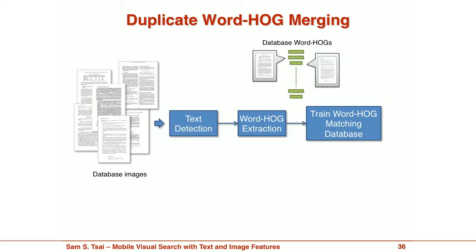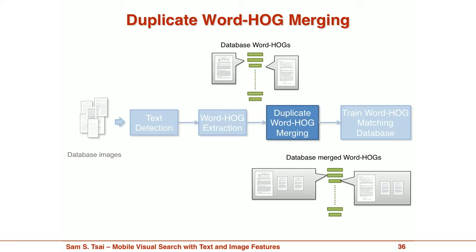We note here that the flow is very similar to text-based search, but for text we can find the same words easily. For WordHOGs, it's not that easy because we have gradient features. So to prevent the WordHOG count of the database from growing too large, we need to do duplicate WordHOG merging. In this case, we find similar WordHOGs and group them together. We would use one representative WordHOG for each set. When we merge scores, we simply pass the score for multiple documents instead of just one.